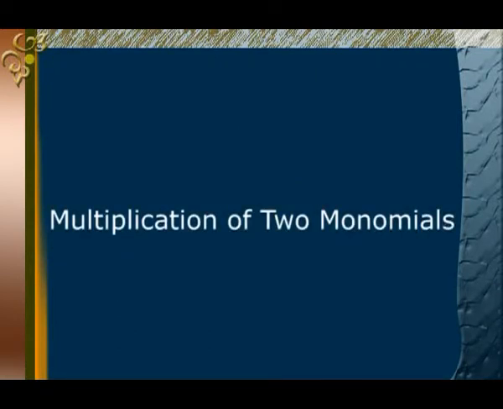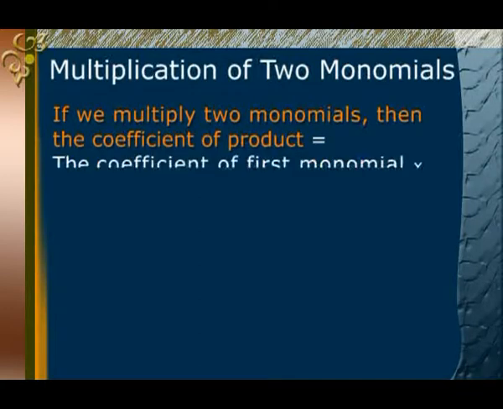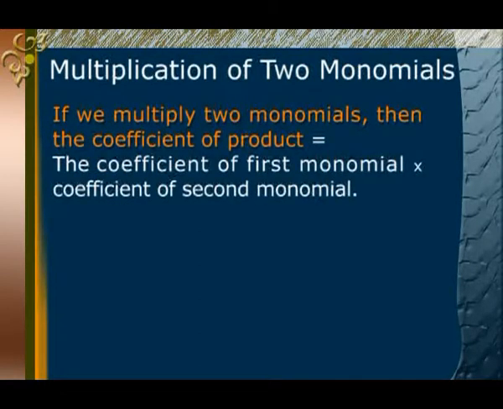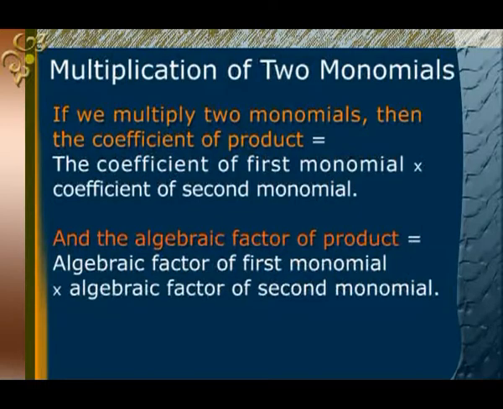Multiplication of two monomials. If we multiply two monomials, then the coefficient of the product is equal to the coefficient of the first monomial into the coefficient of the second monomial. And the algebraic factor of the product is equal to the algebraic factor of the first monomial into the algebraic factor of the second monomial.